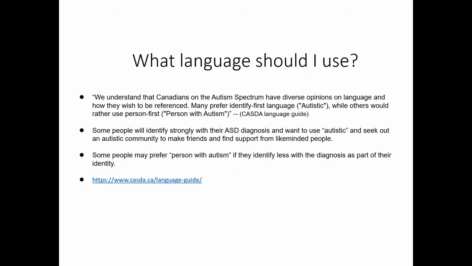So yeah, some people identify very strongly with their autism diagnosis and want to use the word autistic, and seek out an autistic community to make friends and find support from like-minded people. Whereas some people may prefer person with autism if they identify less with the diagnosis as part of their identity, or there could be different reasons why people prefer different words or different terms. So throughout the presentation, I'll say person with autism, person on the autism spectrum, and I'll also use the word autistic.